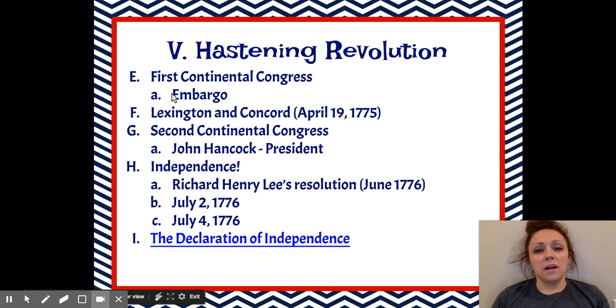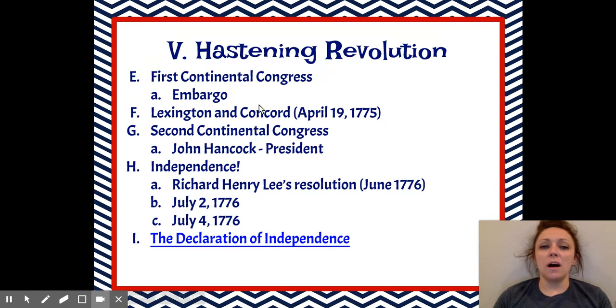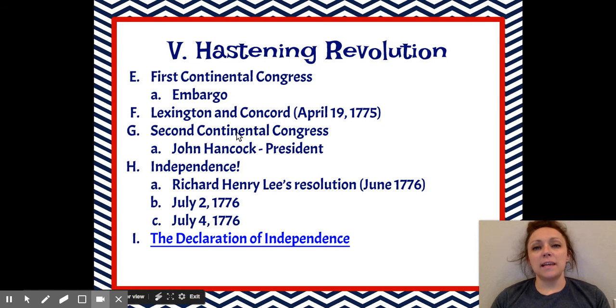The First Continental Congress then leads to the Battle of Lexington and Concord on April 19, 1775, which of course is the shot heard around the world. Nobody knows who fired the first shot, which in turn leads to the Second Continental Congress.